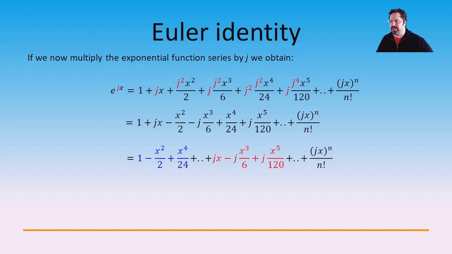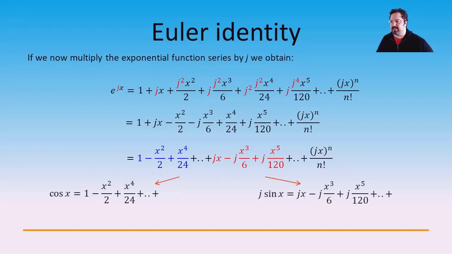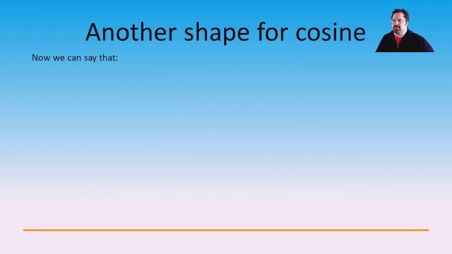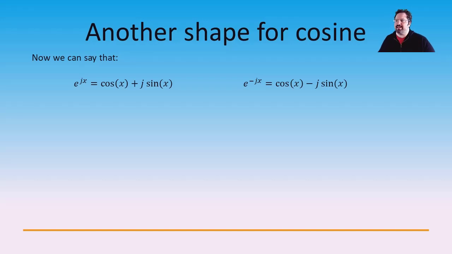And we rearrange the terms so that the blue ones are exactly the cosine, and the red ones are exactly the sine multiplied by j. Hence, the formula of Euler identity, e^(jx) = cosine x plus j sine x. So now we can say that e^(jx) is cosine x plus j sine x and e^(−jx) is cosine x minus j sine x.